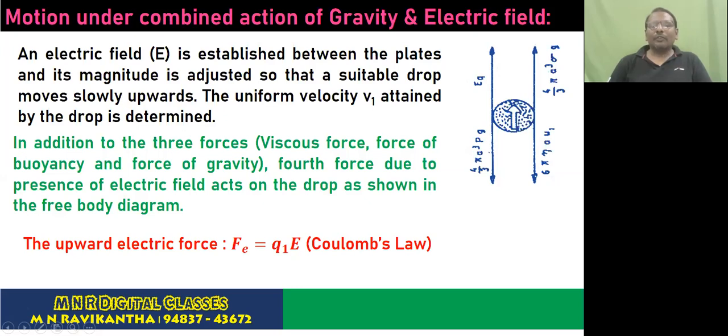We know that the gravitational force always acts vertically downwards, which is equal to 4 by 3 pi A cube rho into g. The buoyant force always acts vertically upwards, which is equal to 4 by 3 pi A cube sigma g. In addition to these three forces, which we discussed already in the first case, due to the applied electric field, there exists an electrostatic force due to Coulomb's law, which is equal to Q1 into E, where Q1 is the charge acquired by the drop due to frictional effects at the nozzle of the atomizer.